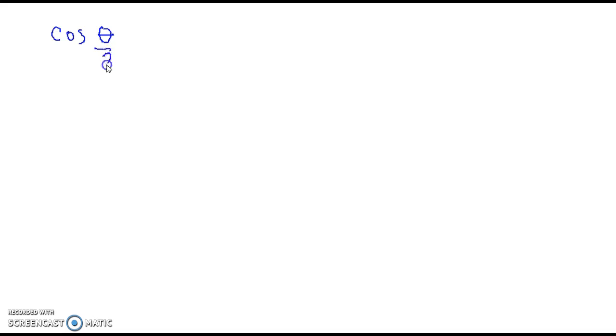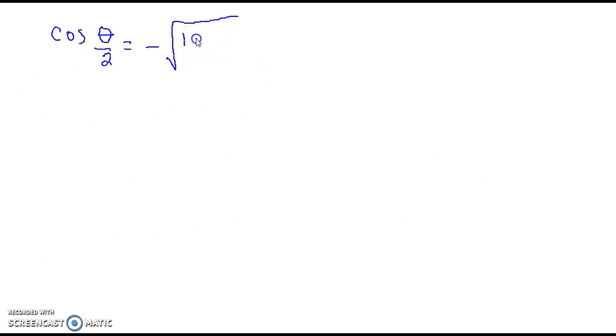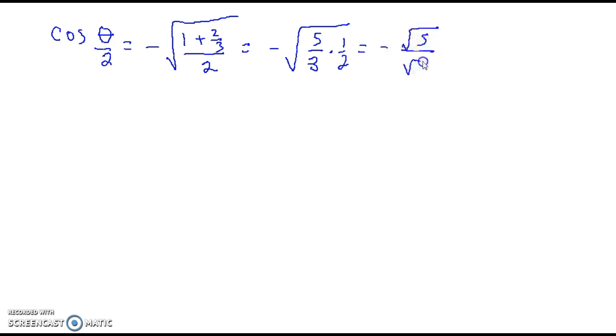So the cosine of theta over 2. Now this time in quadrant 2, cosine is negative. So I've got to put that negative sign out. And if we remember, it should be 1 plus cosine. So this will be 1 plus 2/3 all over 2. And again, make that become a 3 over 3. So this will be 5/3. Multiply that by 1/2. So this will become √5 over √6. Multiply both top and bottom. And I get a negative √30 all over 6.